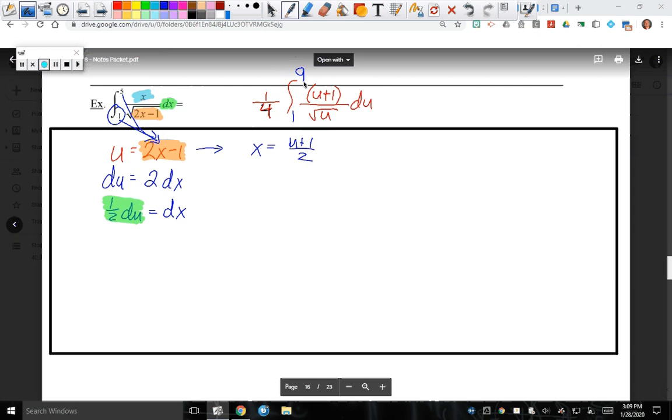It's all about the rewrite. We're going to have to rewrite this integral to where it makes sense a little bit easier. Okay? So what I'm going to choose to do is bring up this square root. So u to the negative 1/2. Do y'all see what I'm doing, guys? I'm going to bring that up and join with the u plus 1. I still have from 1 to 9, and it's still 1/4.